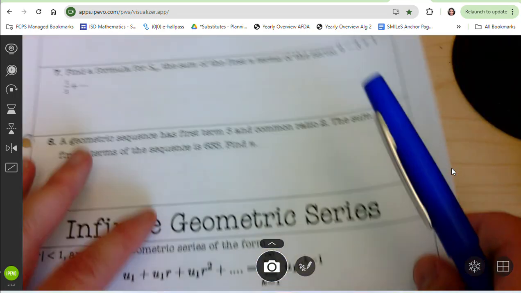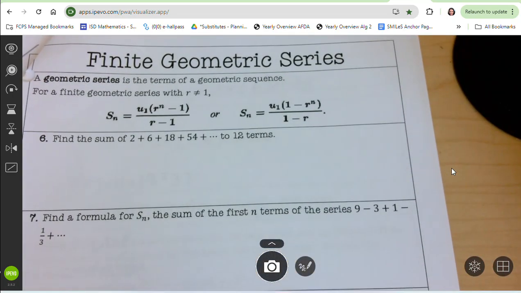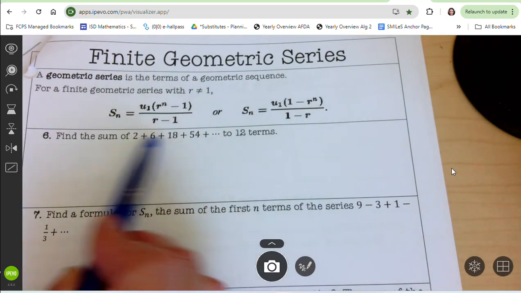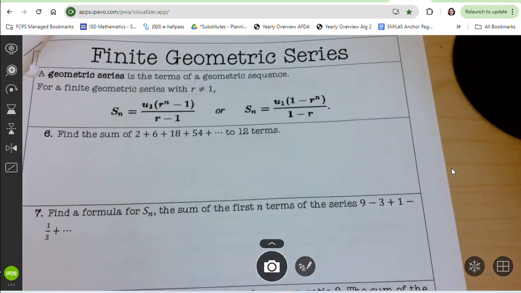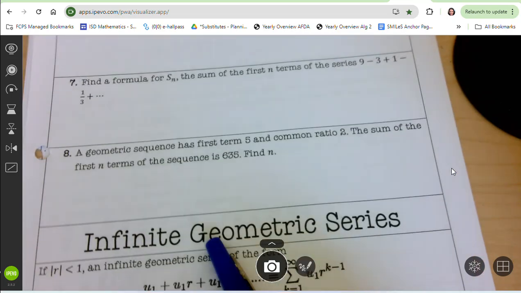All right, we have two different kinds of series. A series is when you do what to a sequence? We already did arithmetic series, guys. A series is when you add up your sequence. So here's a sequence, and we add it up with the pluses, and we have all of a sudden a series. You can have a finite geometric series, and you can have an infinite geometric series.